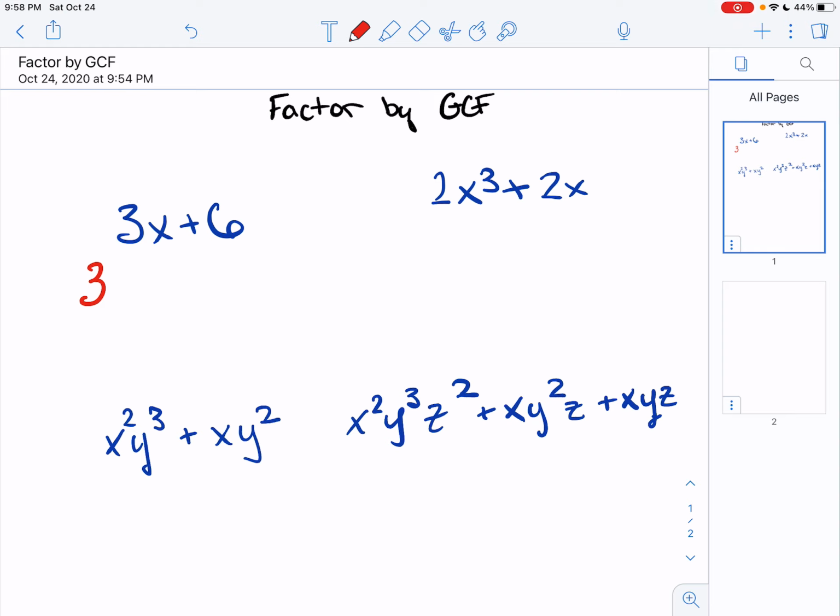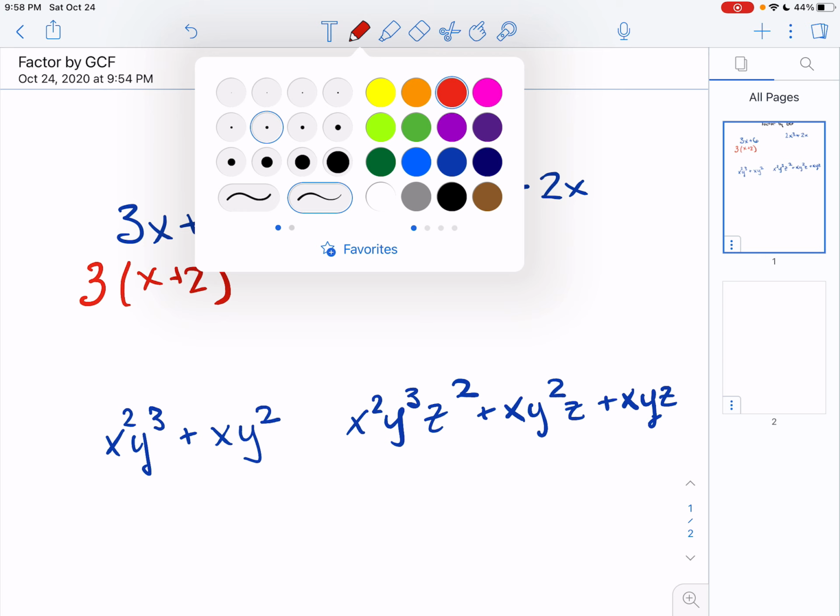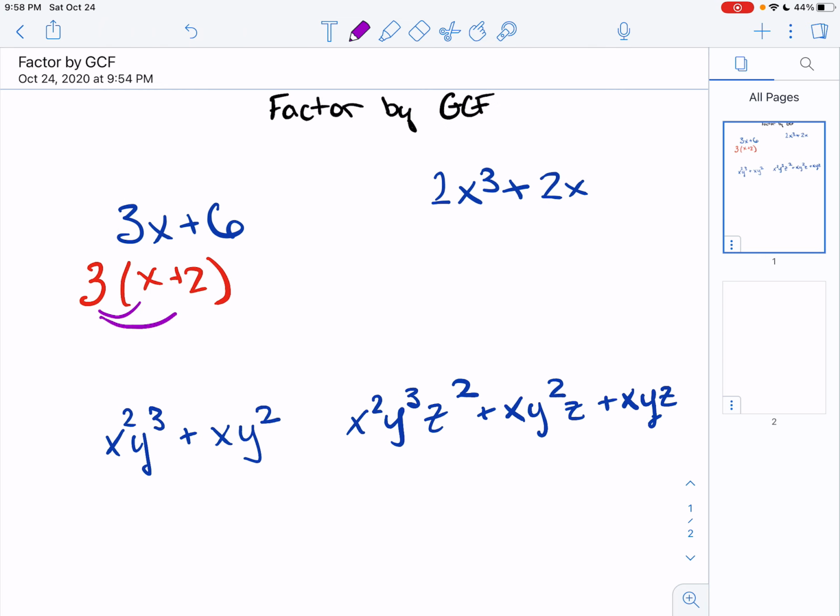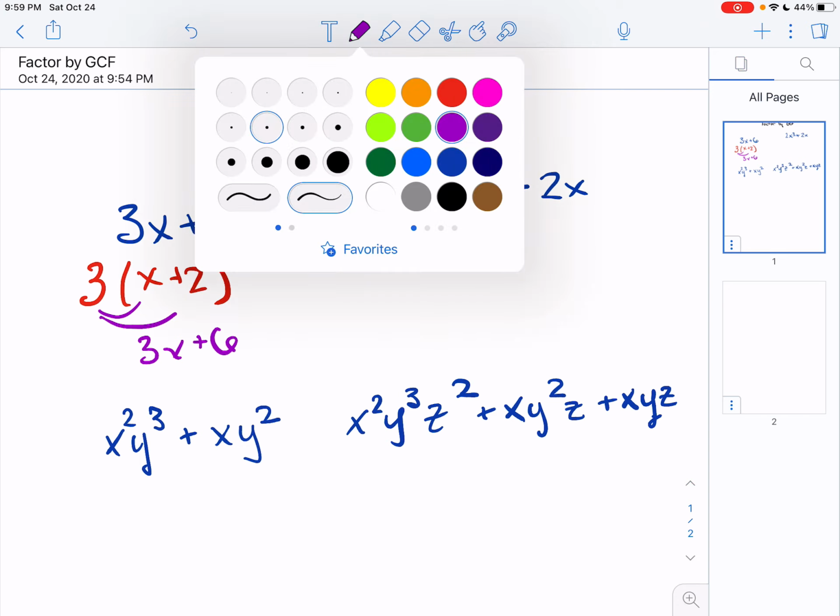So if I pull out a 3 from the first term, what I'm really doing is I'm dividing 3x by 3. And what's left? I just have x. I take 6, and I'm pulling out a 3. I'm dividing by 3, and I get 2. To make sure that this is right, we can just distribute back in. So 3 times x is 3x. 3 times 2 is 6. So we did it right because that matches what we originally had, so we are good.